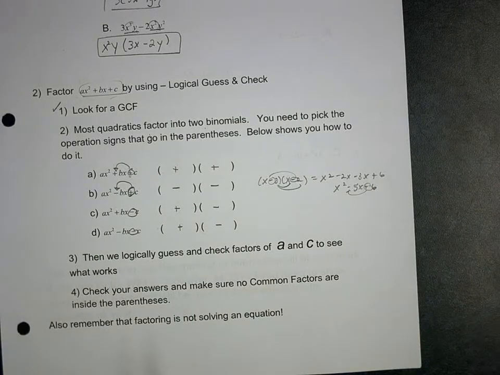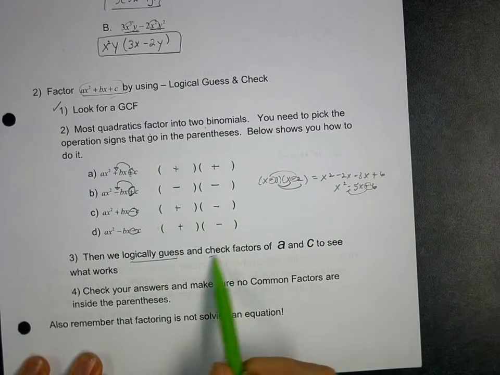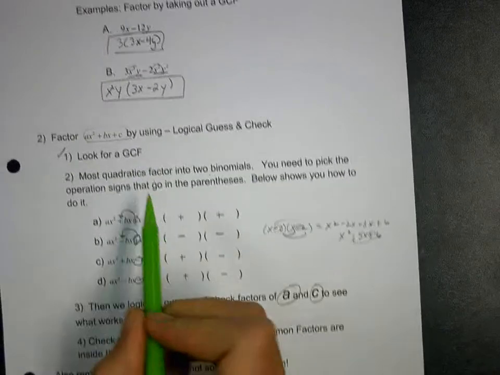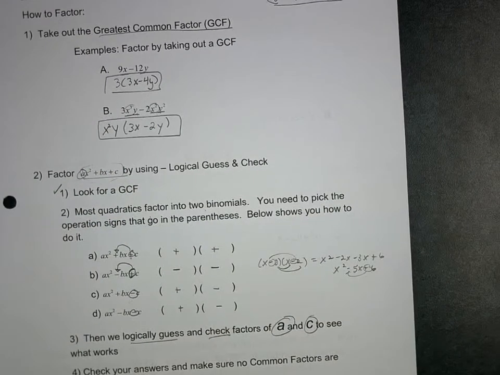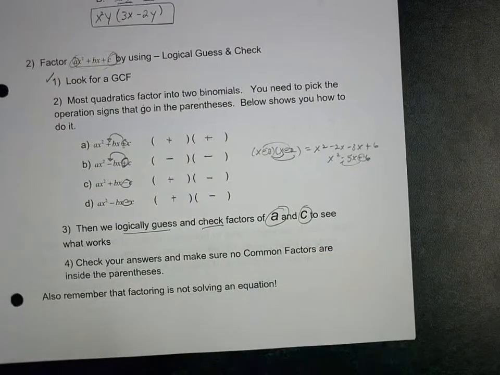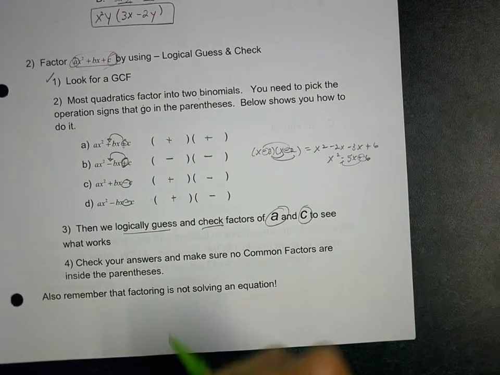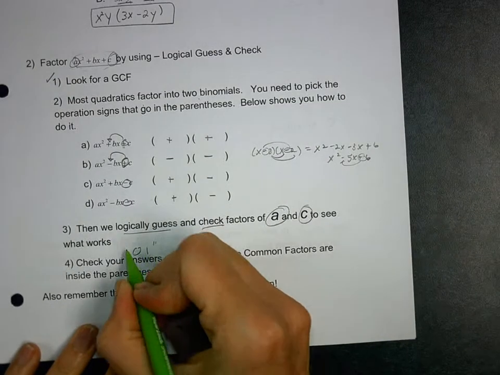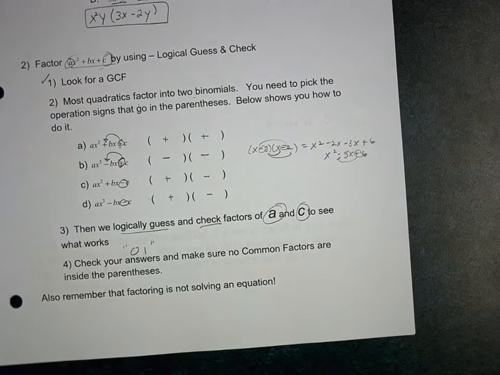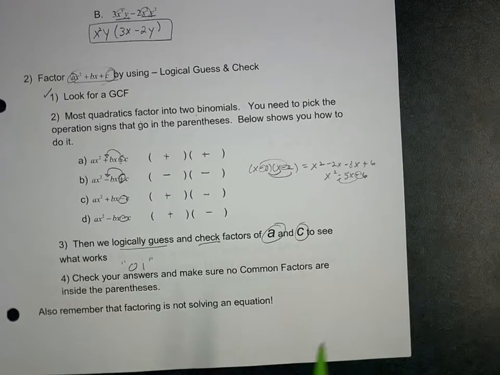And then the next thing when you do factoring this method, you logically guess and check factors of A and C. So remember, A is the coefficient in front of x squared, and C is my last term. That's the F and the L of FOILing, okay, is really what I'm looking for. Then you always have to check your answers, and you want to make sure there are no common factors inside the parentheses. So what I mean by check your answers, we will always OI. We'll do the outside inside of FOILing in our heads, so that way we know if we logically guess the right things. Because here's the key. I'm going to pick numbers I know that work for A and C. So I'm going to check OI to make sure it works.